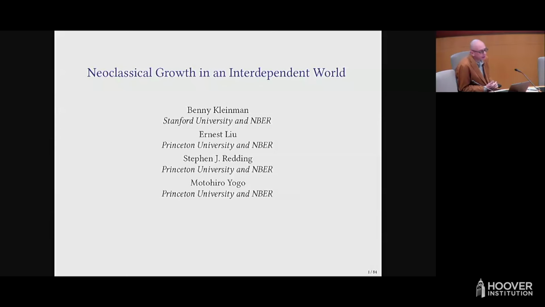So this is a joint paper with Benny Kleiman in the economics department here, Ernest Liu and Motohiro Yogo, and it's called Neoclassical Growth in an Interdependent World. So what are we trying to do in this paper?